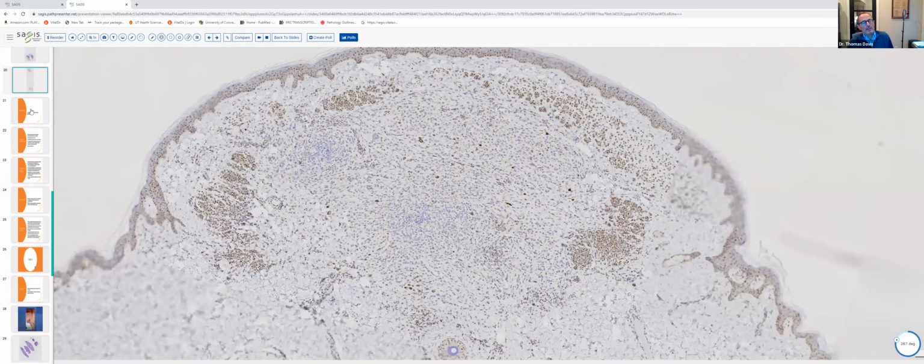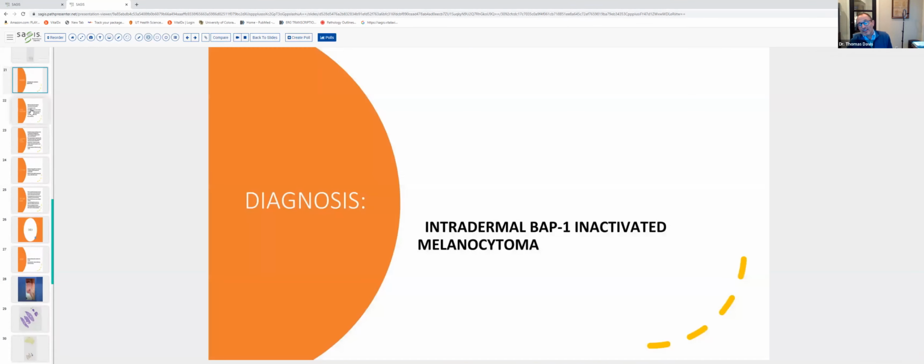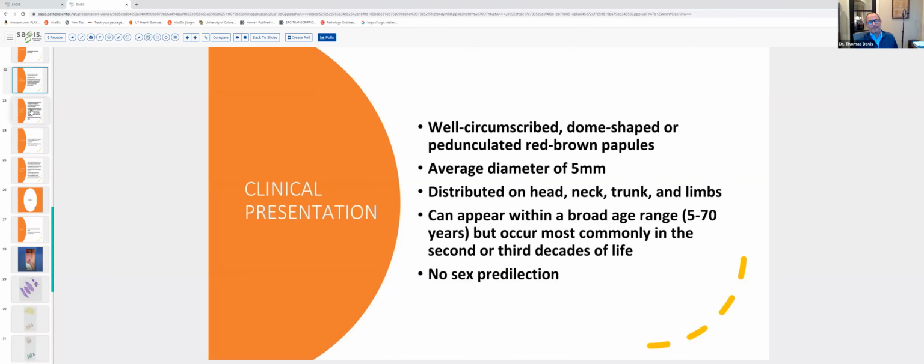Okay, so the diagnosis in this case is an intradermal BAP1 inactivated melanocytoma. In this case, there's no evidence of melanoma. We could call this an intradermal BAP1 inactivated melanocytic nevus. I like that term better than BAPoma because BAPoma makes it sound like the lesion should express BAP1, when in actuality these lesions are deficient in BAP1.